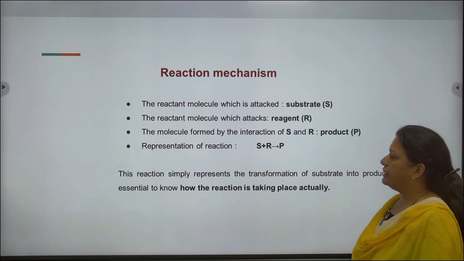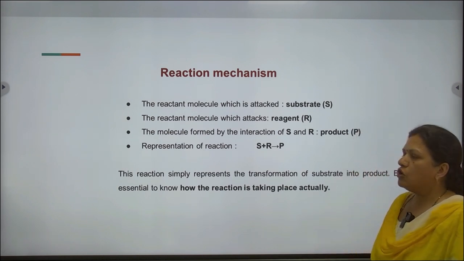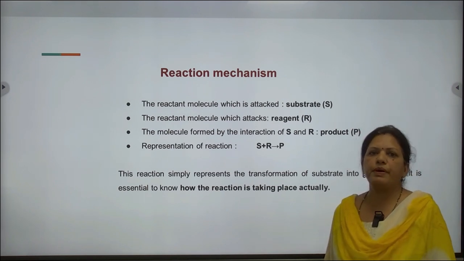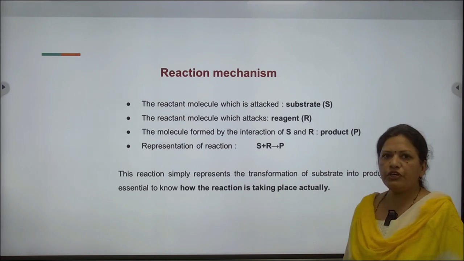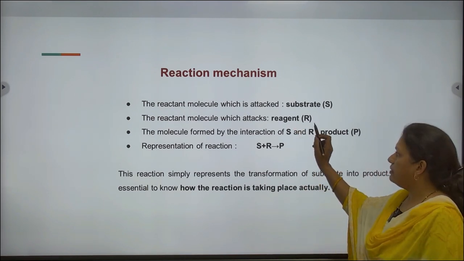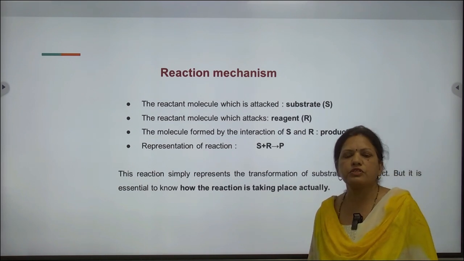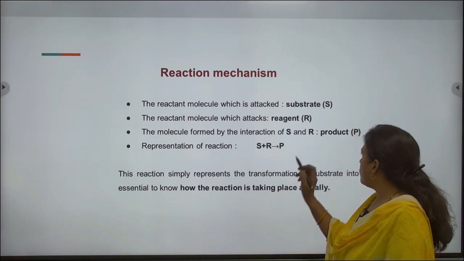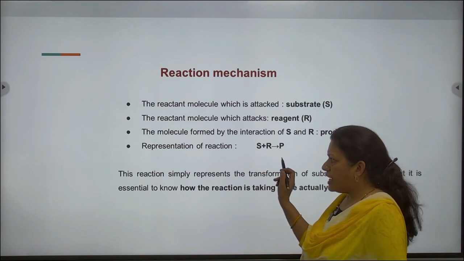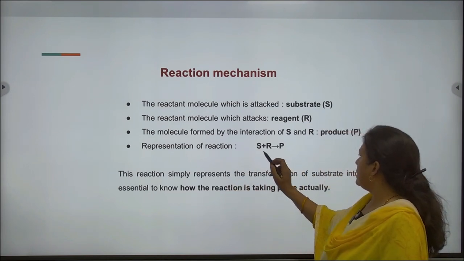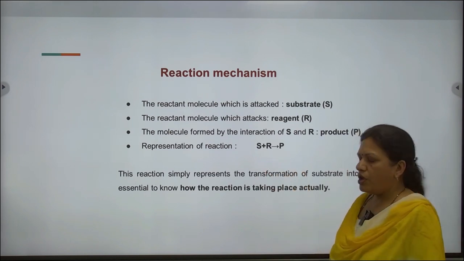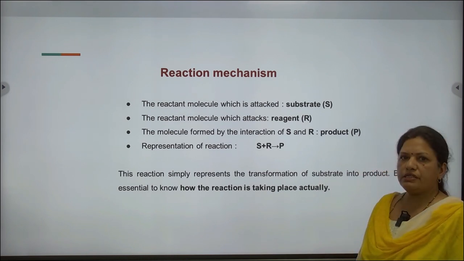Now, reaction mechanism. The reactant molecule which is attacked is called the substrate, and it is represented by S, and the reactant molecule which attacks is called the reagent and represented by R. The molecule formed by the interaction of substrate and reagent is called the product and it is represented by P. The reaction is represented in this way. This simply represents the transformation of substrate into products, but it is essential to know how the reaction is actually taking place.